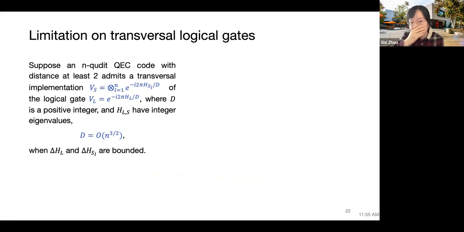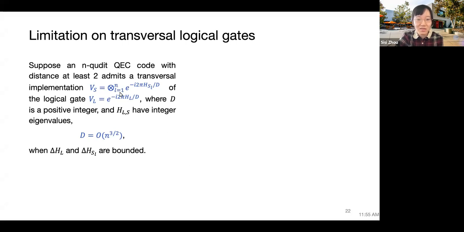So this is the last part of this talk. I'm going to talk about one application, which is how to use our theorems to derive the limitation on transversal logical gates. If we consider exact error correcting code, we can just take epsilon to be 0. We will directly get some lower bound of delta G, and then delta G could be linked to the limitation of transversal logical gates.